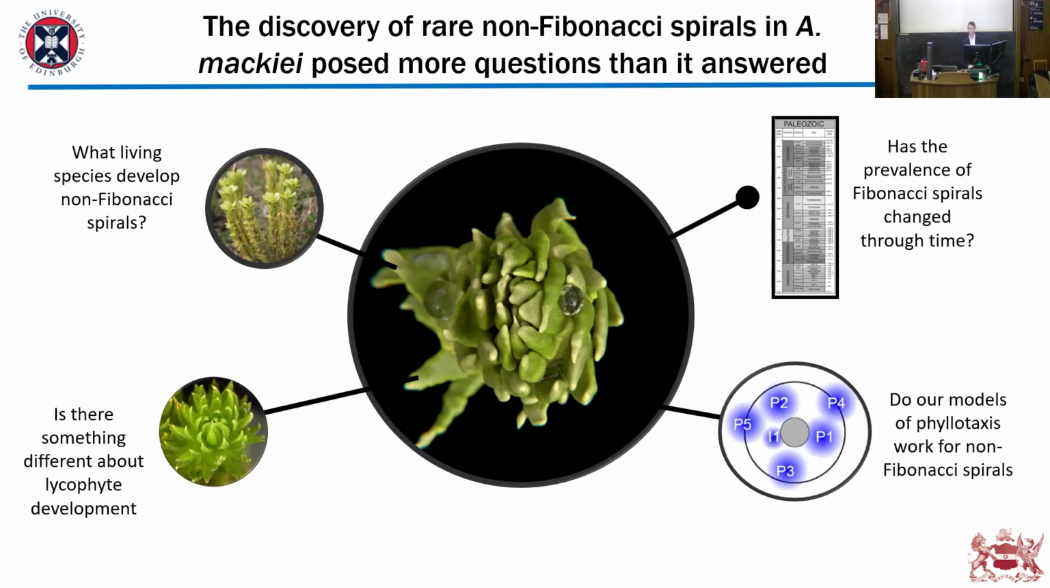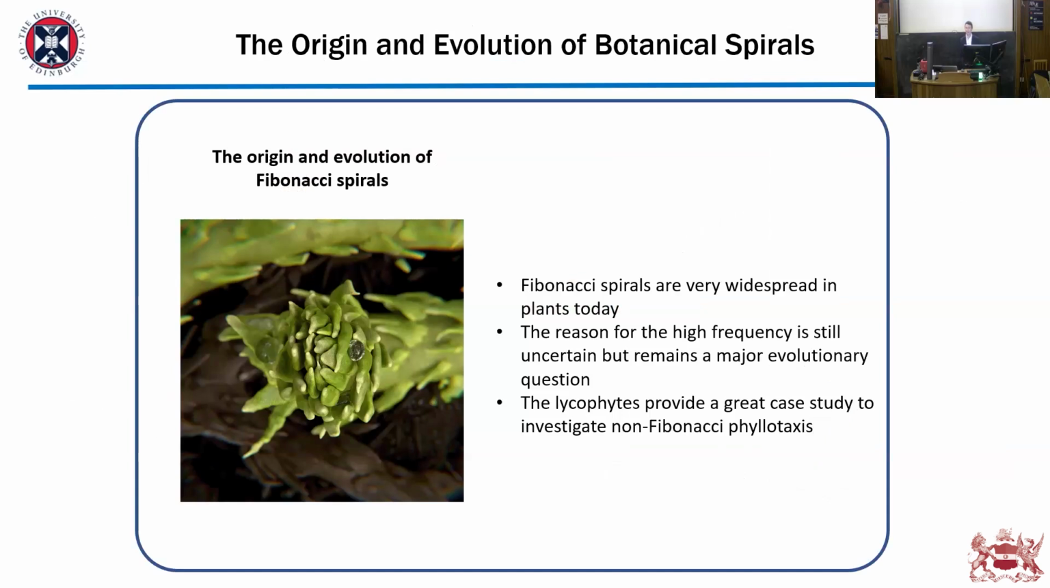Okay, so to draw to a close the first story about the evolution of Fibonacci spirals. What I hope I've convinced you about today is that Fibonacci spirals really are incredibly widespread in plants today. The reason for the high frequency still remains uncertain and is a really major evolutionary question, and one that we're hoping to contribute to in the future. And then importantly, in our group, we're particularly interested in this unusual group of plants, the lycophytes, because they seem to be a great case study in a group of plants that's existed for over 400 million years, and yet they have a really high prevalence of these non-Fibonacci spirals. Perfect. So with that, I will move on.